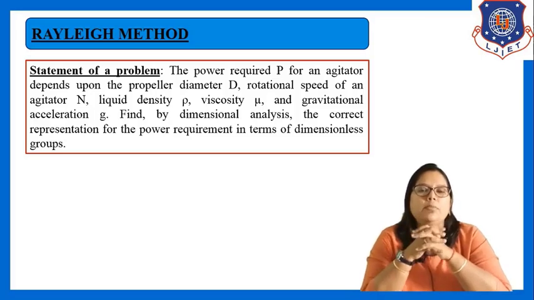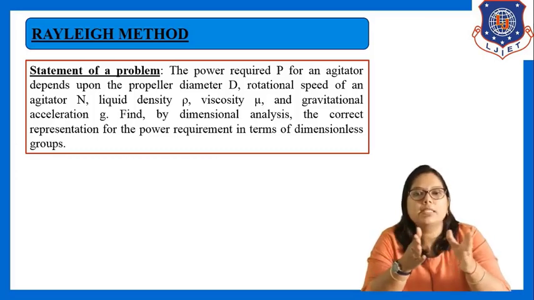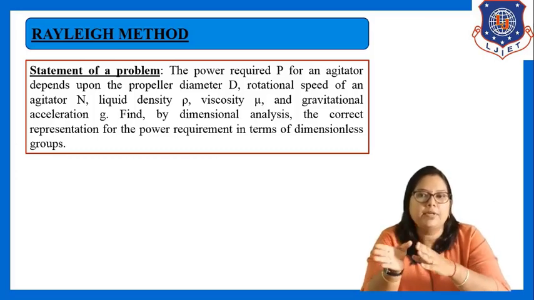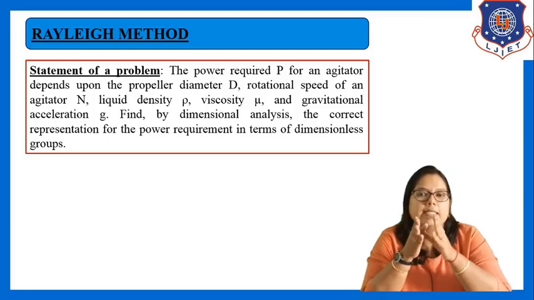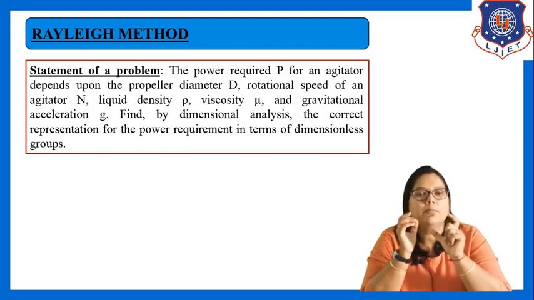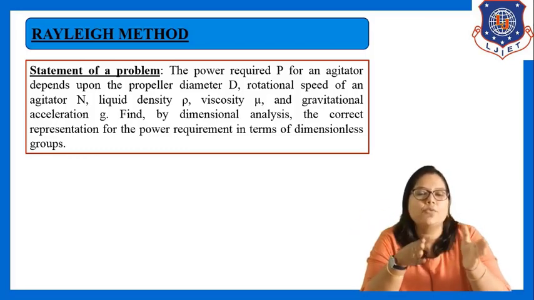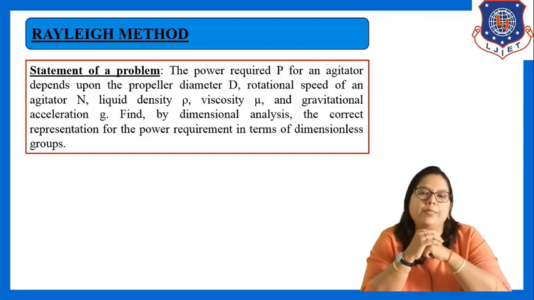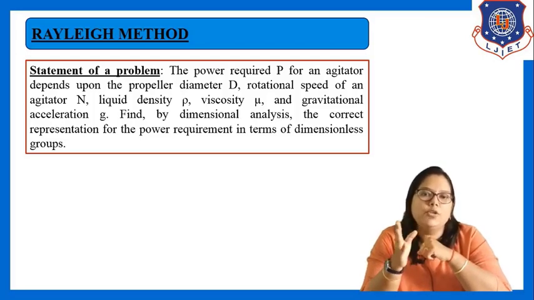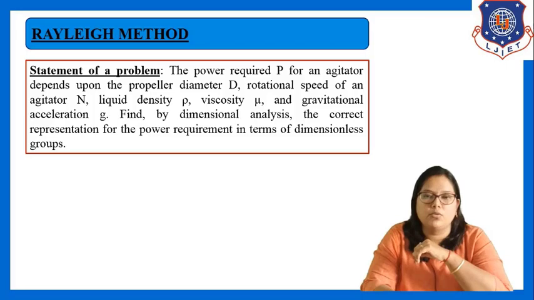So in this problem, it is given that the power required for the agitator P depends on these quantities: diameter, speed, liquid density, viscosity, and gravitational acceleration G. Now by using this Rayleigh method, we have to come up with a relation between power and these variables in the form of a dimensionless group. Let us see how.